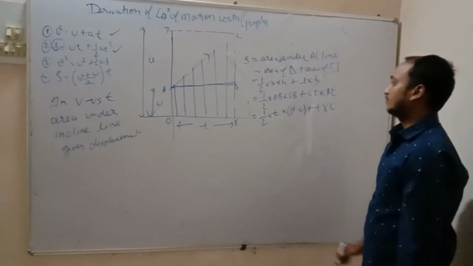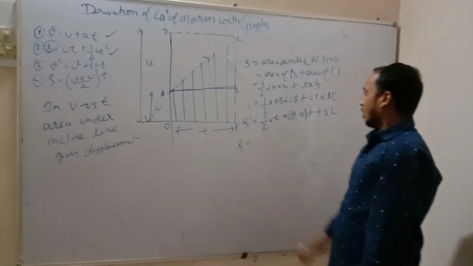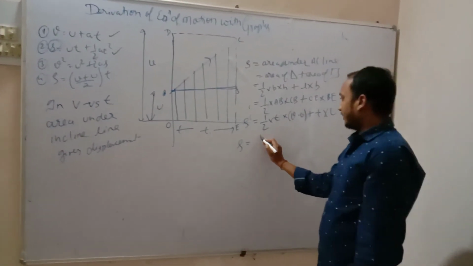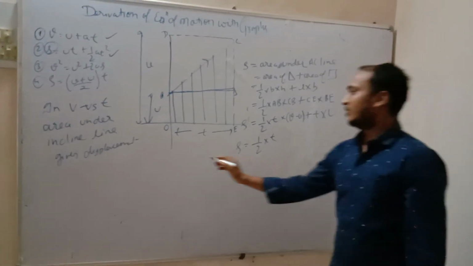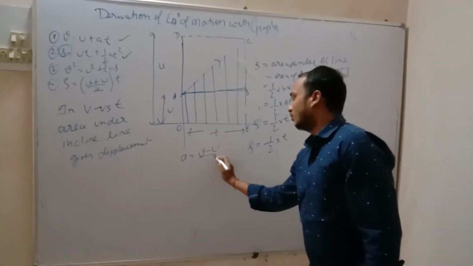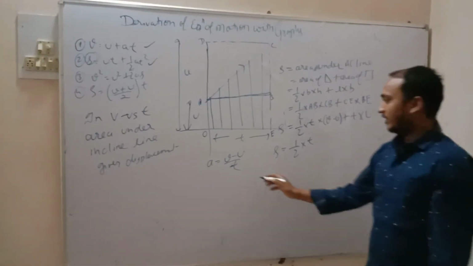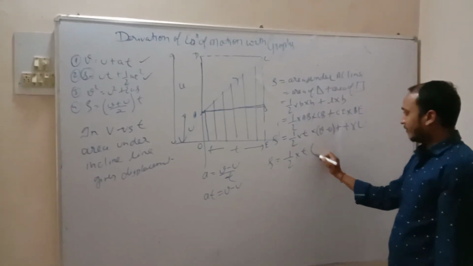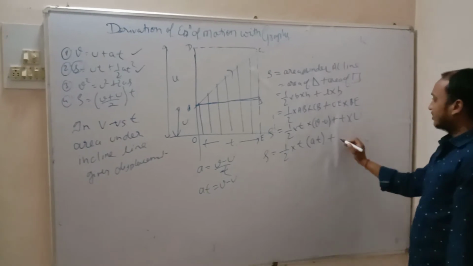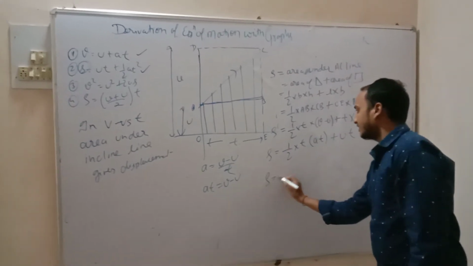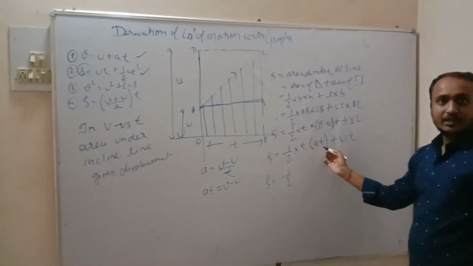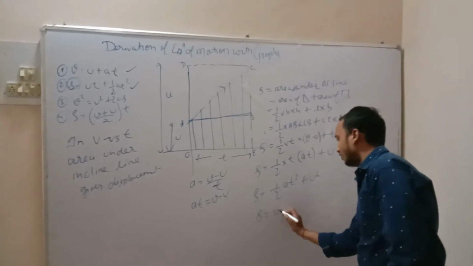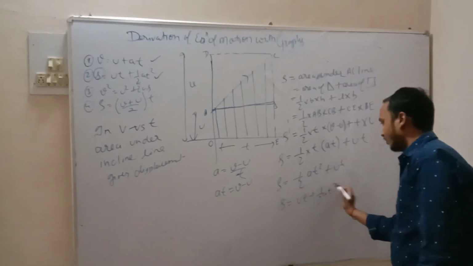It is U, and it is S. So friends, we know V minus U, so it is half into T. We already know A equals V minus U by T, so we can write V minus U as AT. So we are writing V minus U as AT, and it is UT. So S equals half A and T square. So half AT square plus UT, or S equals UT plus half AT square.